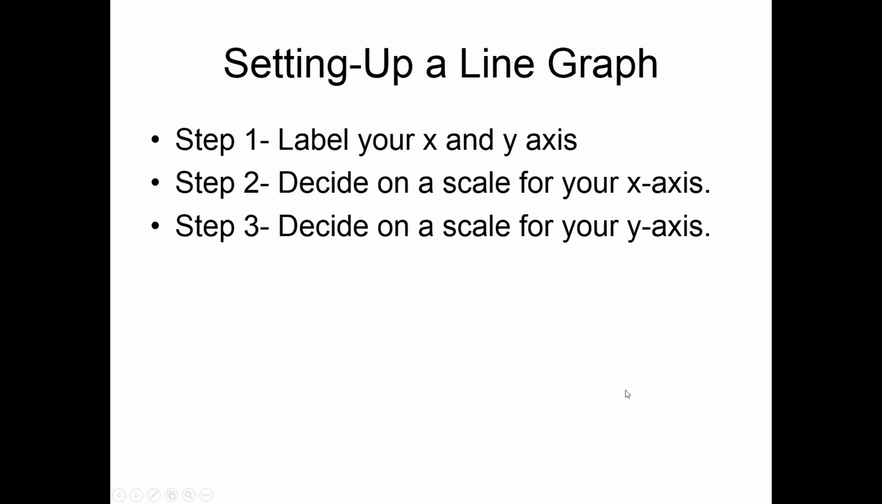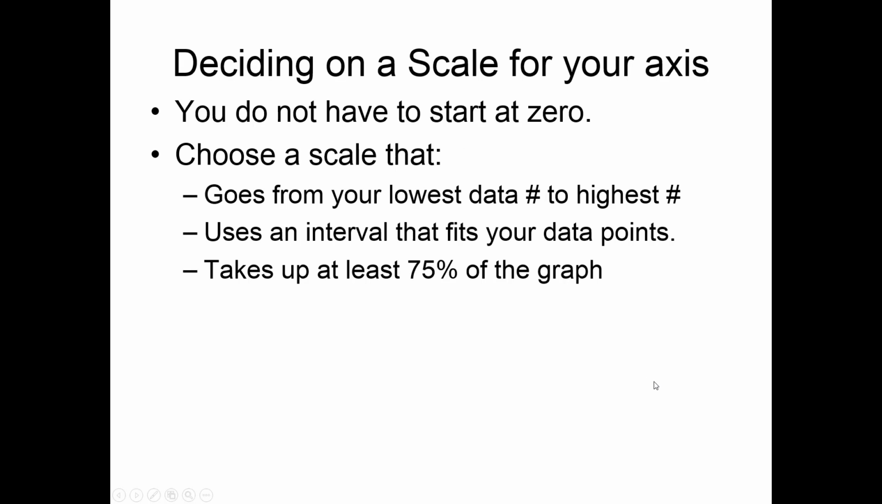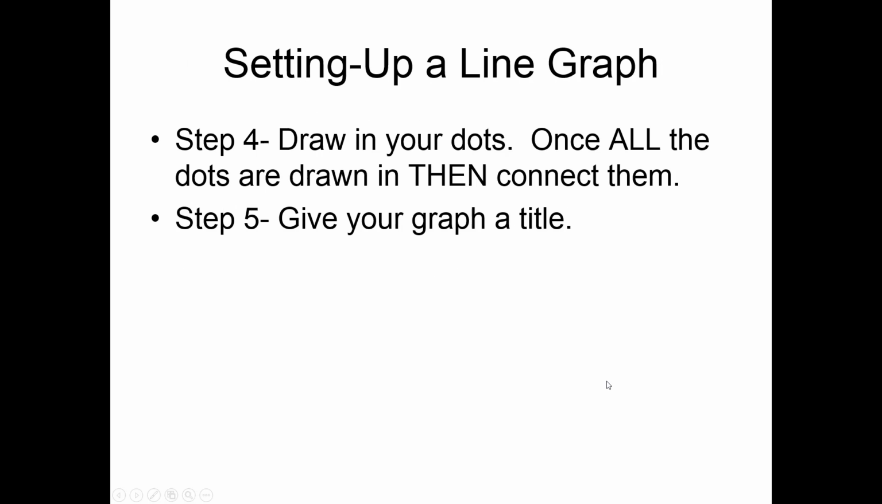So setting up a line graph, you're going to first label your x and y axis, decide what goes on the x, what goes on the y, and then you have to come up with a scale. You'll see that in a later assignment here. How do we figure out scale? Deciding on a scale, you have to meet some characteristics. You do not have to start at 0. You do have to go from your lowest to highest data points. You do have to have an interval that fits your data points, and you do have to take up at least 75% of the space on a graph.